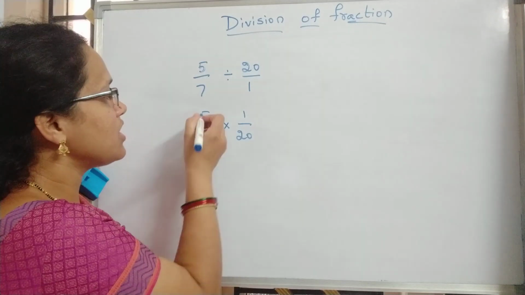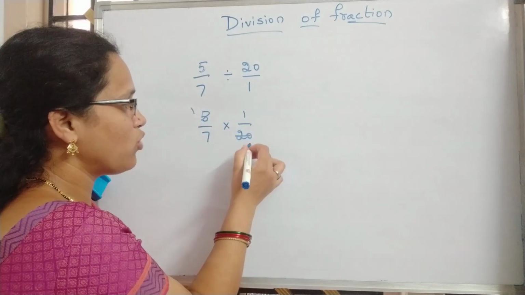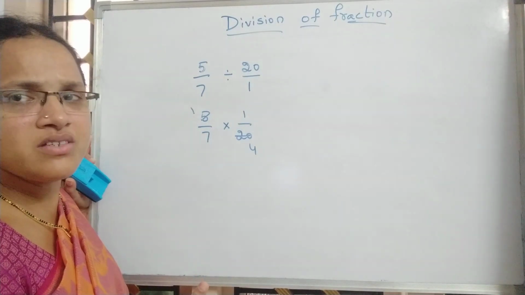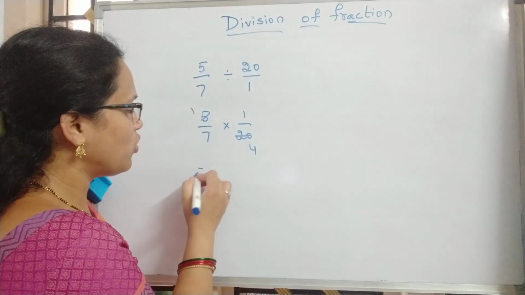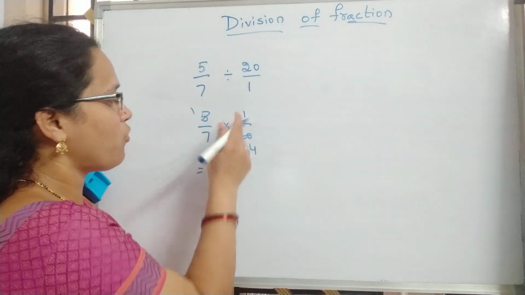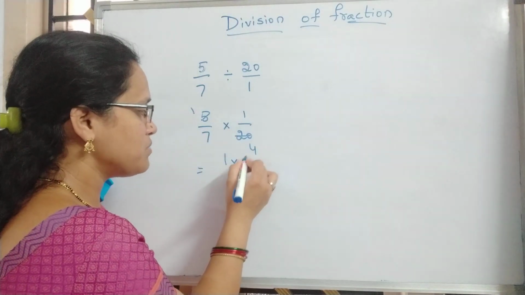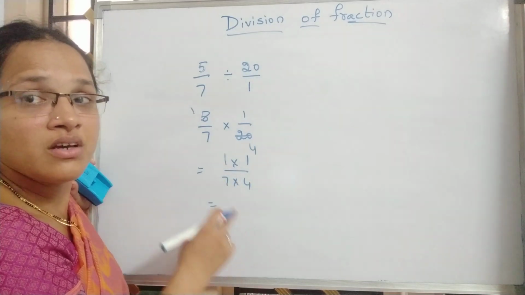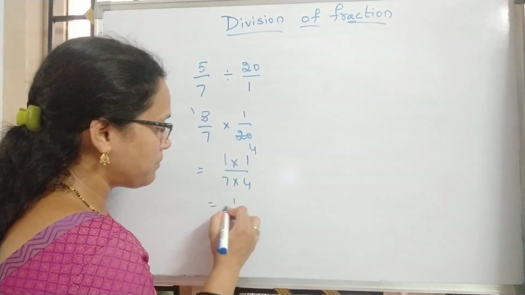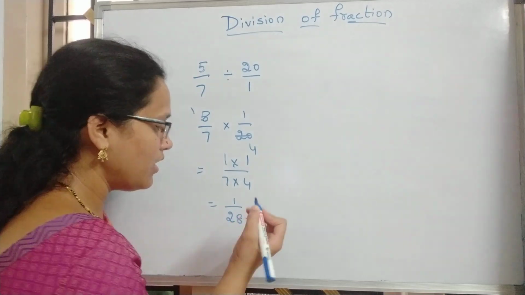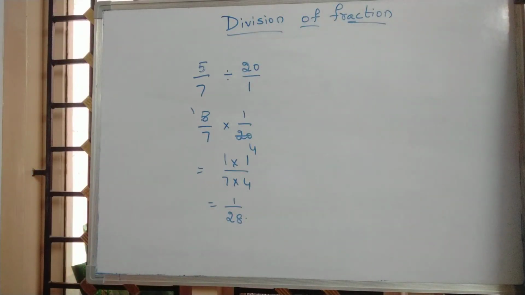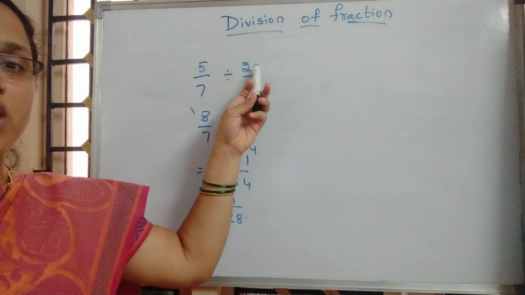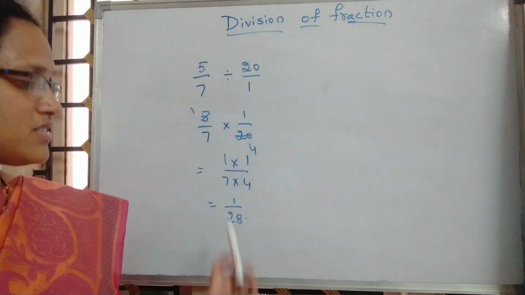And now you see 5 will go for 1 time and 5 will go for 4 times. Unless that we don't have any other numbers. So when you don't have other numbers, you don't worry. Multiply 1 times 1 by 7 times 4. Write all the numerators and denominators which are there, and then you multiply them. 1 by 28. 1 by 7 fours are 28. This is how you do it with the whole number.